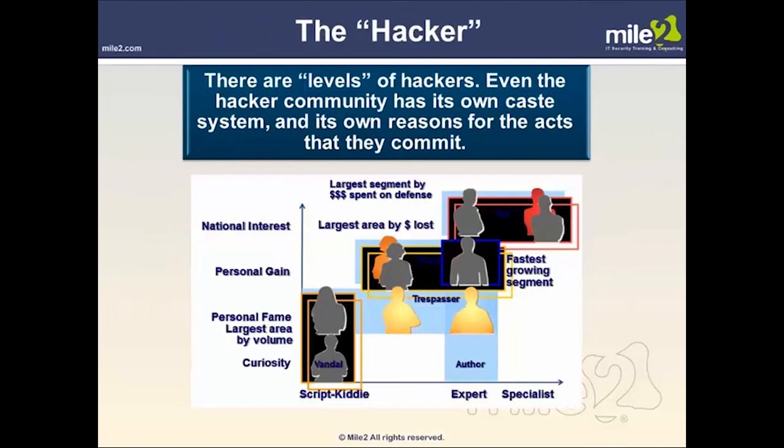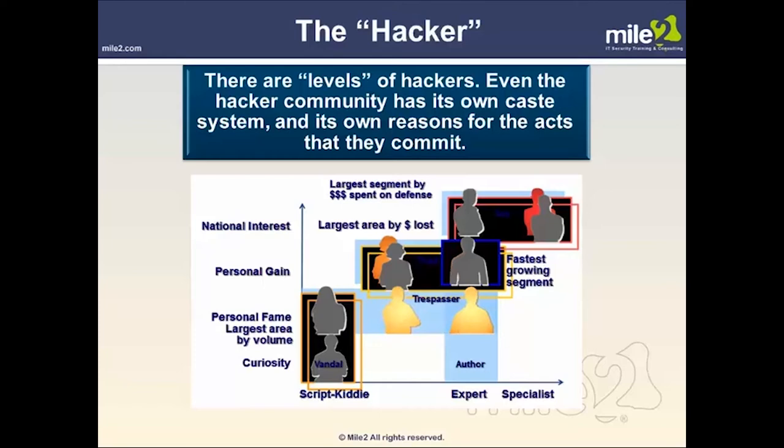Now when we look at the term hacker, there's different levels of hackers, and even within the hacking community, they have their own little system, their own reasons, and acts that they commit, such as your vandals that basically act out of curiosity or personal fame. These would be called your script kiddies. And the script kiddies are generally what we call the noobs or the newcomers.